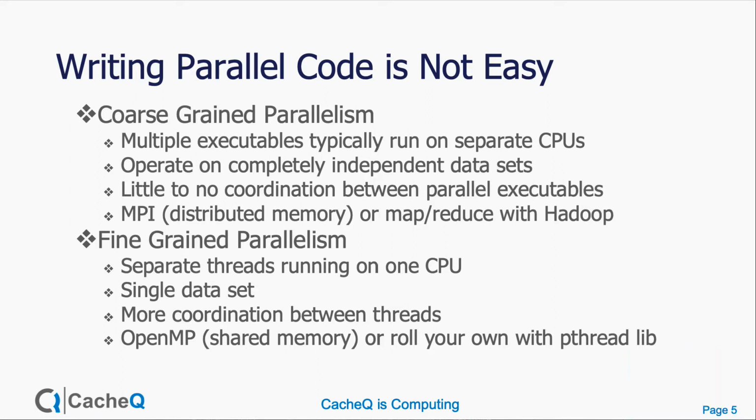So this is where CacheQ's compiler, QCC, really comes into play. QCC is able to target this fine-grained parallelism in a manner in which the software developer really would have a very difficult time doing on their own. It can also work with MPI or a coarse-grained parallel platform if you would like, but really extracting a lot more parallelism out of your code is where the benefit comes from.